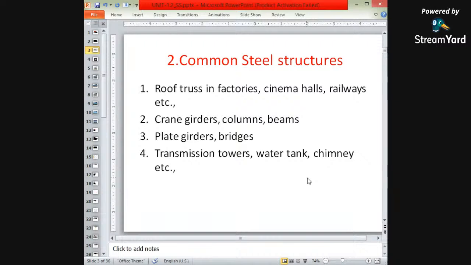Again, fourth is nothing but the transmission towers, electrical transmission towers. You have already seen the transmission towers. Transmission towers are made with the help of angle sections. Okay, so transmission towers or water tanks.